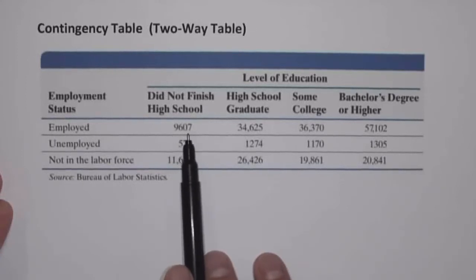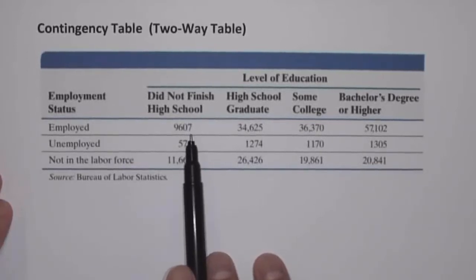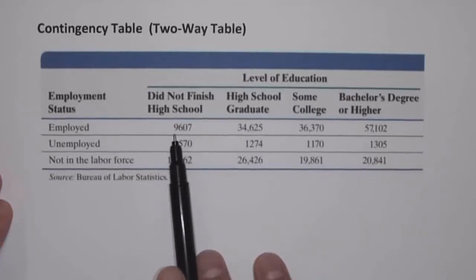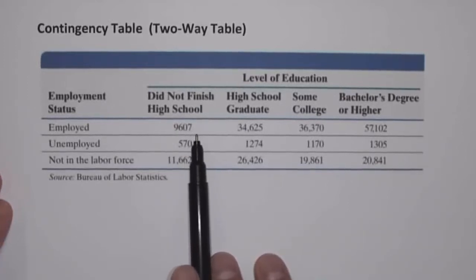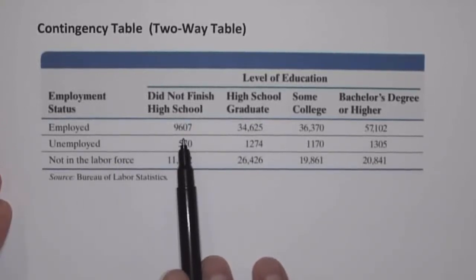So 9,607, and these data are actually in thousands. So this is 9,607,000, which really means 9,607,000 U.S. residents aged 25 and older who did not finish high school and were employed in November of 2018.